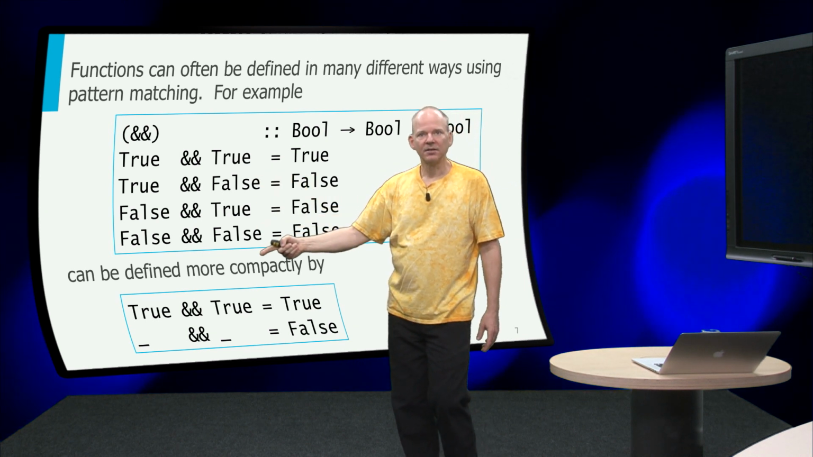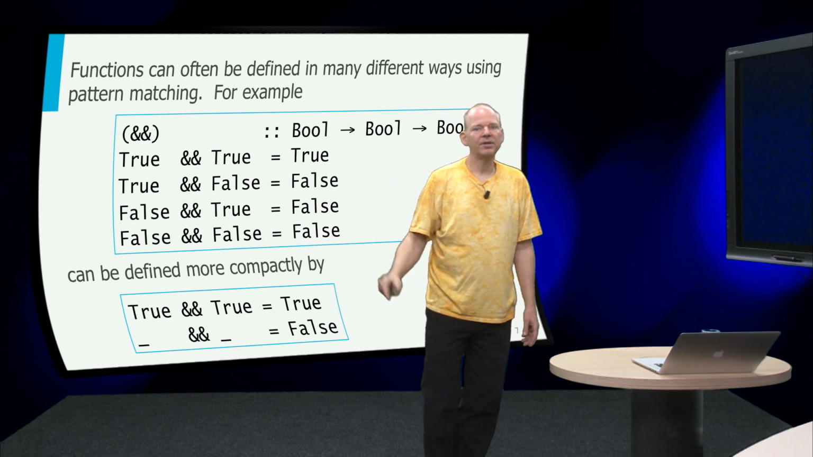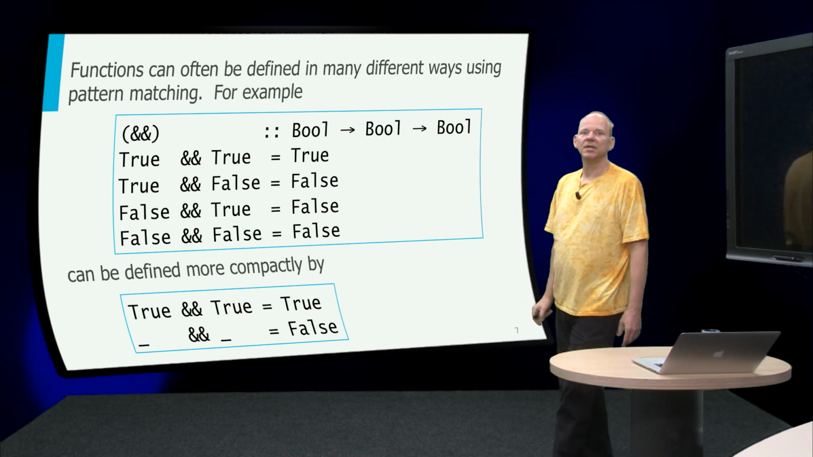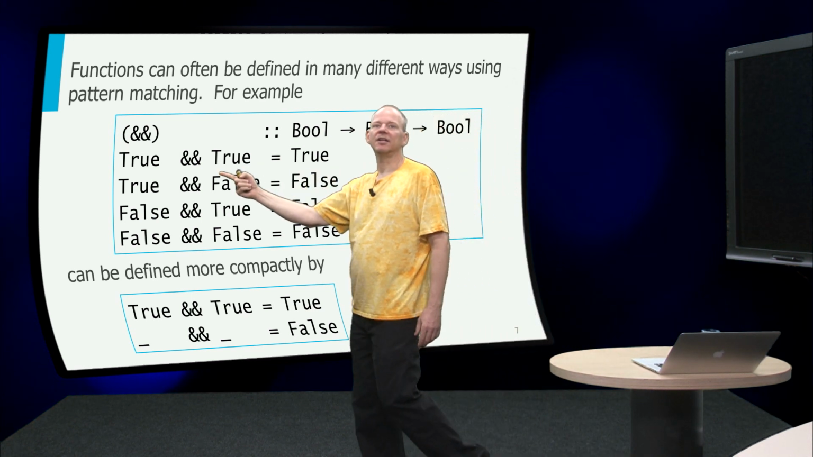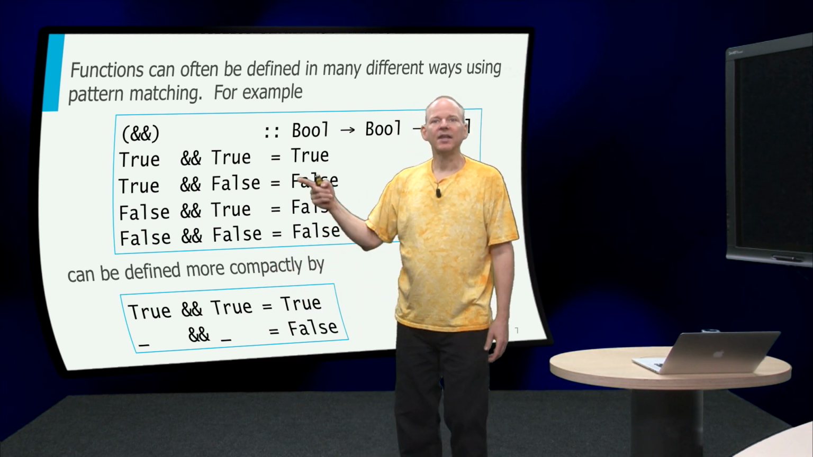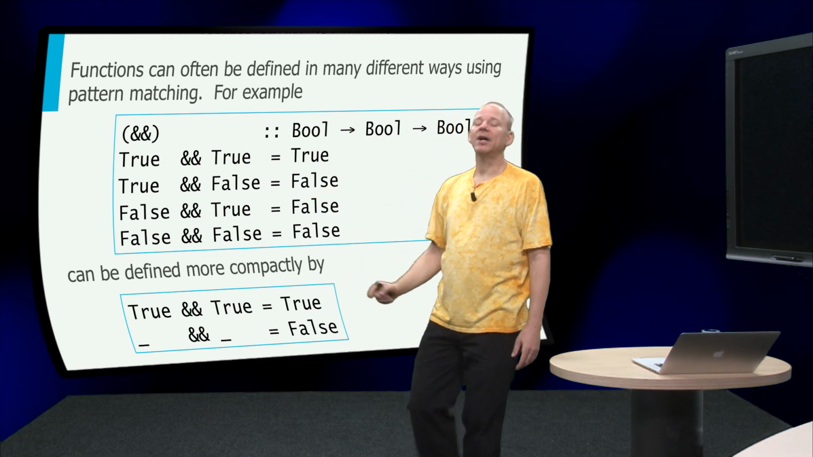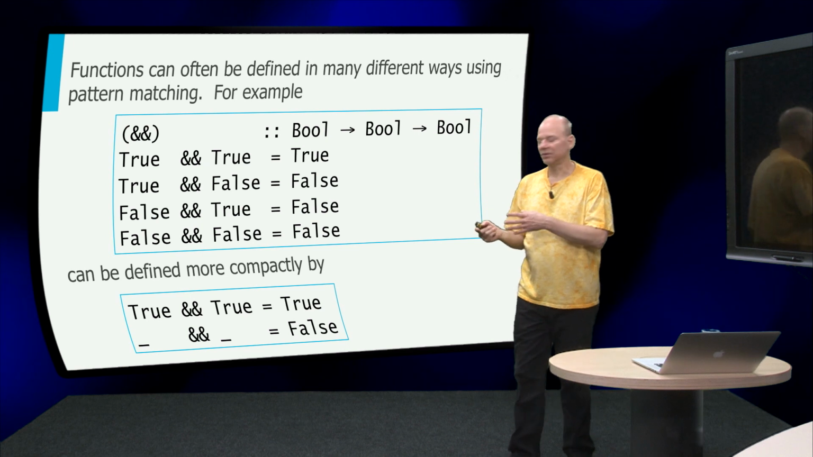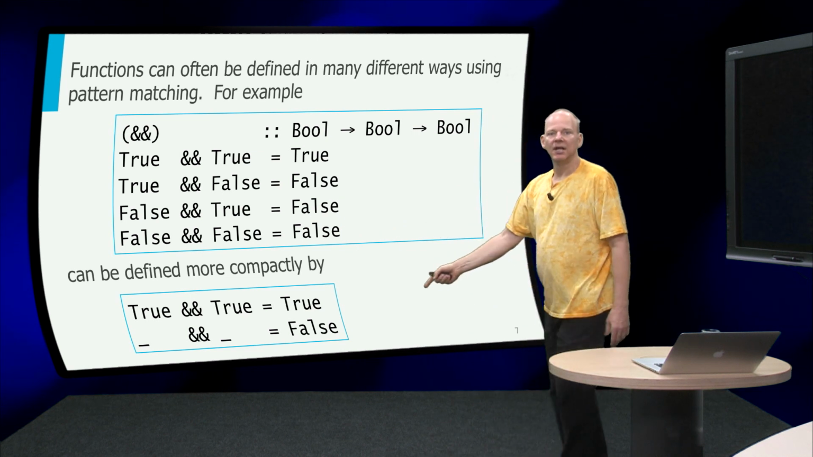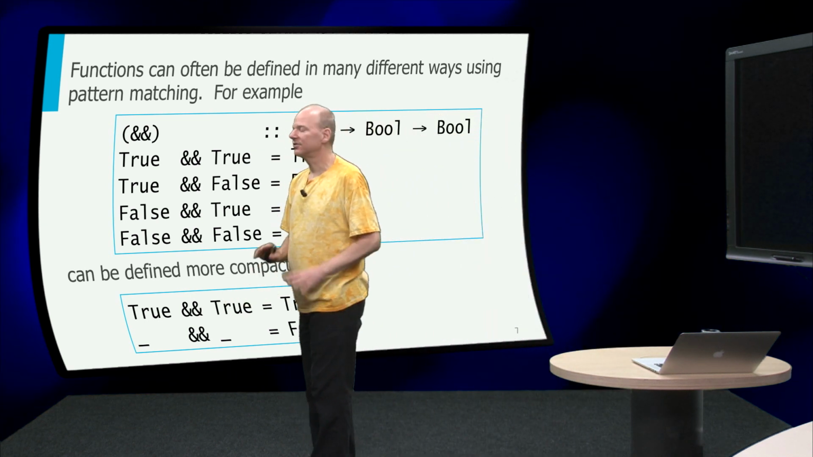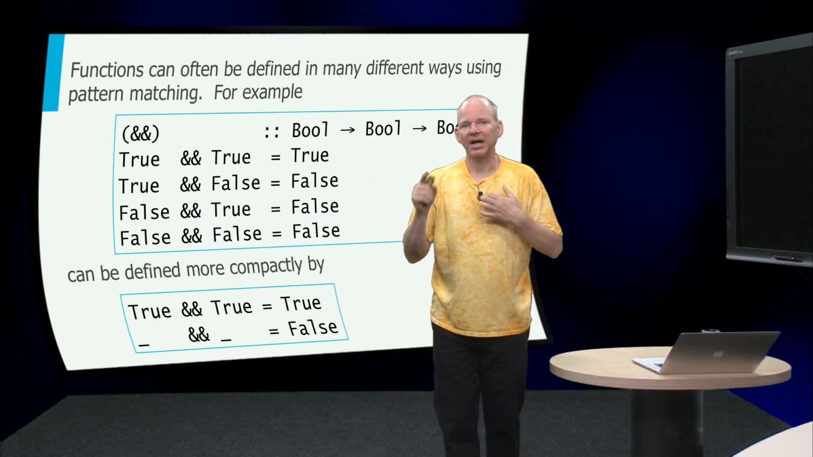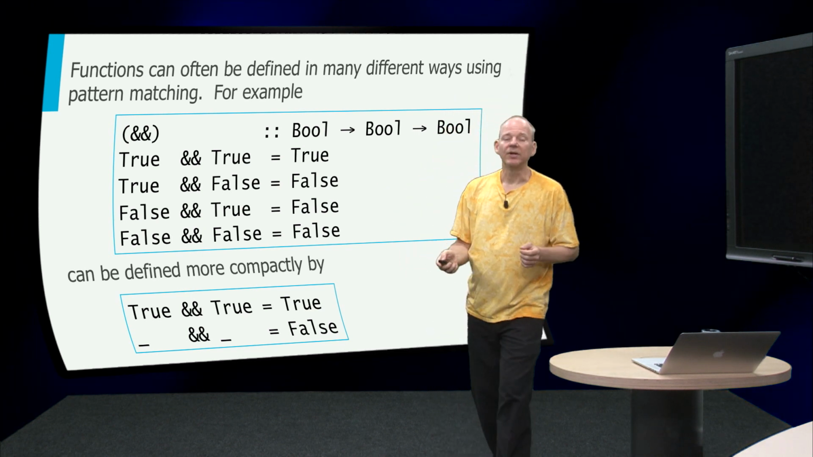But if you look at all of this, you see that it can be written even more compactly. Because the only case where this thing is true is when both arguments here are true. Okay? And in all other cases, it's false. So you can take these 4 cases here and collapse them down to these 2. True and true equals true. And otherwise, whatever and whatever equals false. And this underscore here is used very, very often in Haskell. And it means this is a variable that I don't care about. It's just used as a placeholder when doing pattern matching.